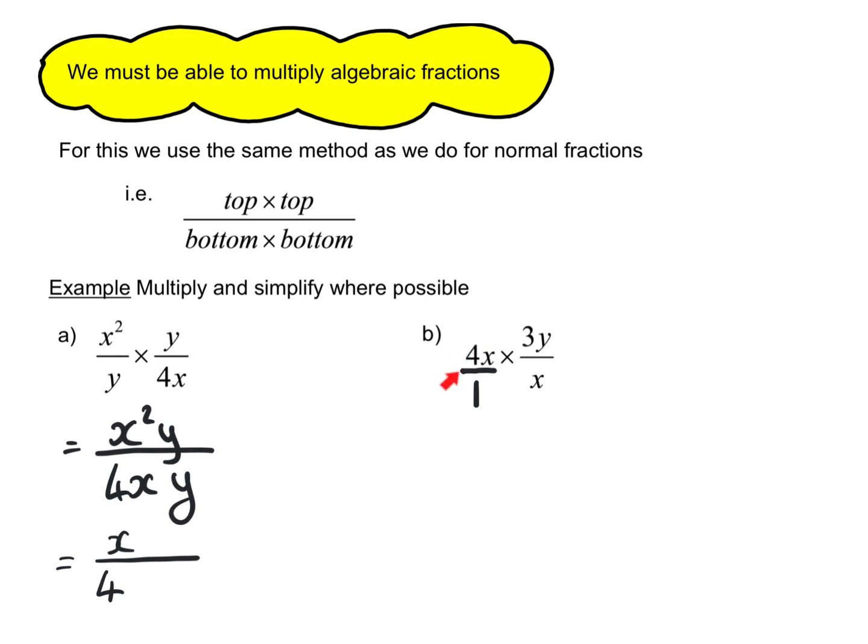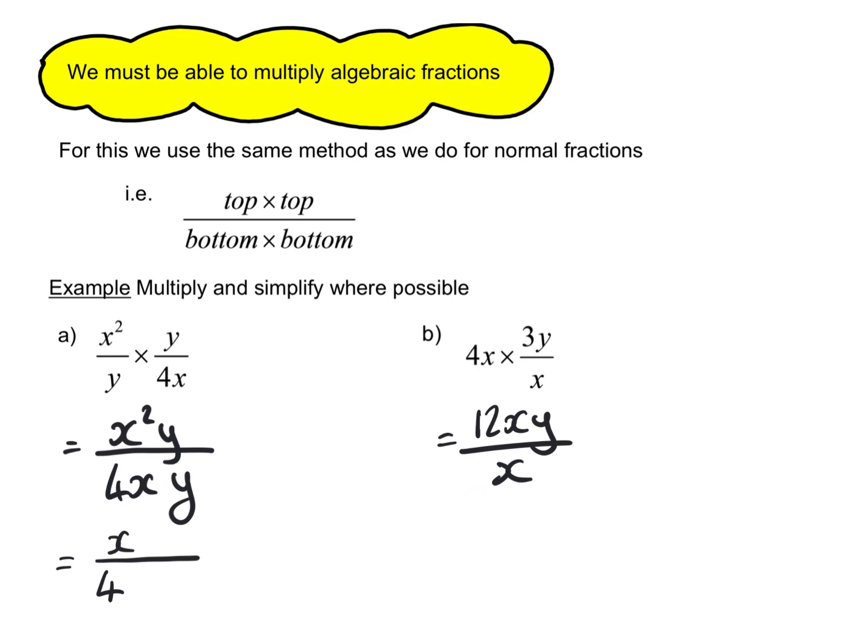Now, as I said, if you want to, you can write that over 1 and just do top times top, bottom times bottom. But we don't actually need that part there, so I'm going to get rid of that very quickly. So we're only multiplying the top part here. So 4x times 3y is 12xy. And that will remain over x, because remember, we don't multiply the bottom part by this 4x. This is over 1, and therefore it's just 1 times x, which remains as x.